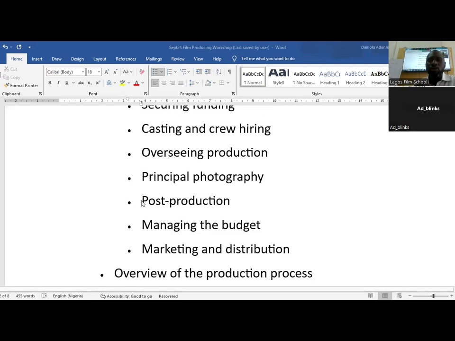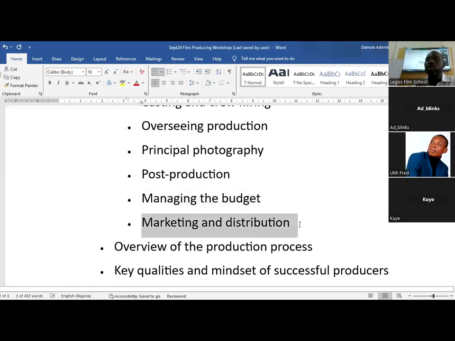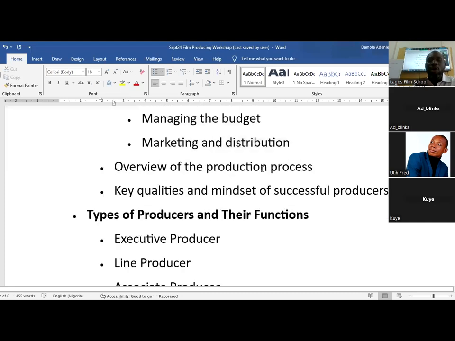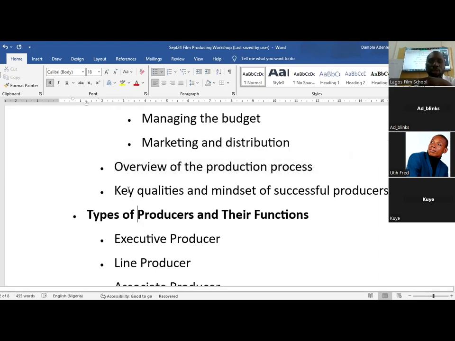So post-production, that's what we just spoke about, yes? Moving on is managing the budget. We've spoken about this. Marketing and distribution does not need any explanation again. Yes? Moving on. Overview of the production process. We've done this, the 5 stages of film production: development, pre-production, production, post-production, marketing, and distribution. Okay, now key qualities and mindset of a successful producer.